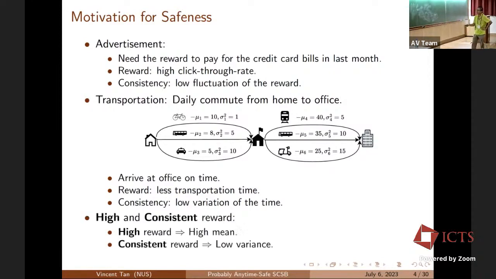So we want high reward, which means high mean. In this case, actually what we want is low travel time on average. And we want a consistent reward, which means low total variance. That's the way we are going to measure variation in this talk. But as I alluded to yesterday, if you have appropriate concentration bounds, you can replace this word variance with anything that you like. Okay. Right. So this will form our risk and safeness constraint in what follows.